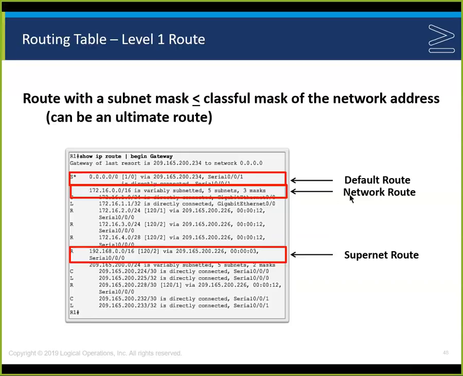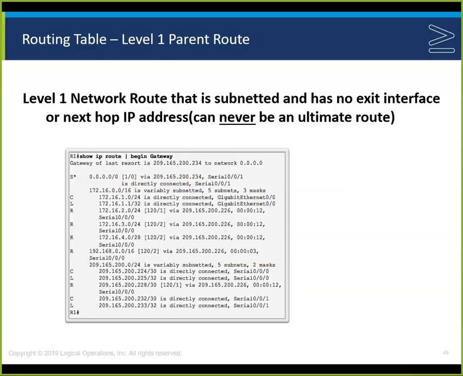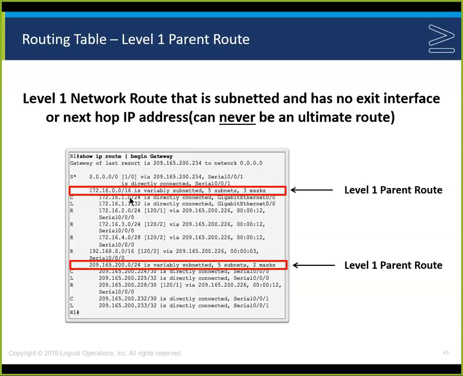And then we have the default in here. The network route to go from one to the other, 5 subnets, 3 masks are available on this. The 172.16.0, we have 172.16.1, 2, 3, and 4 in here. A level 1 network route that is subnetted and has no exit interface or next hop address cannot be an ultimate route. The level 1 routes are going to be the parent routes, and the level 2 routes are going to be the child routes.